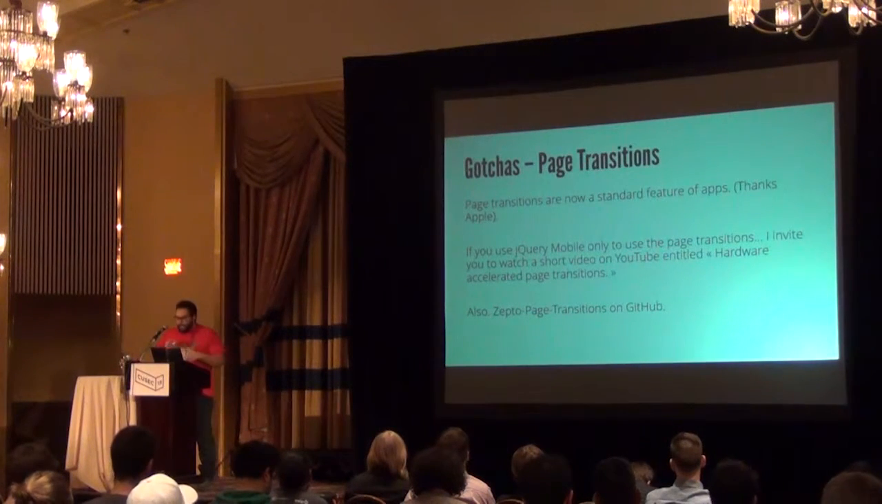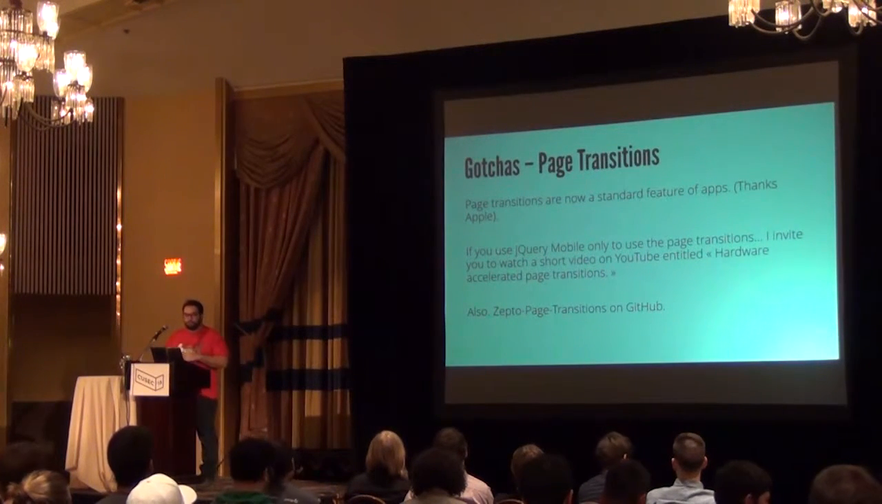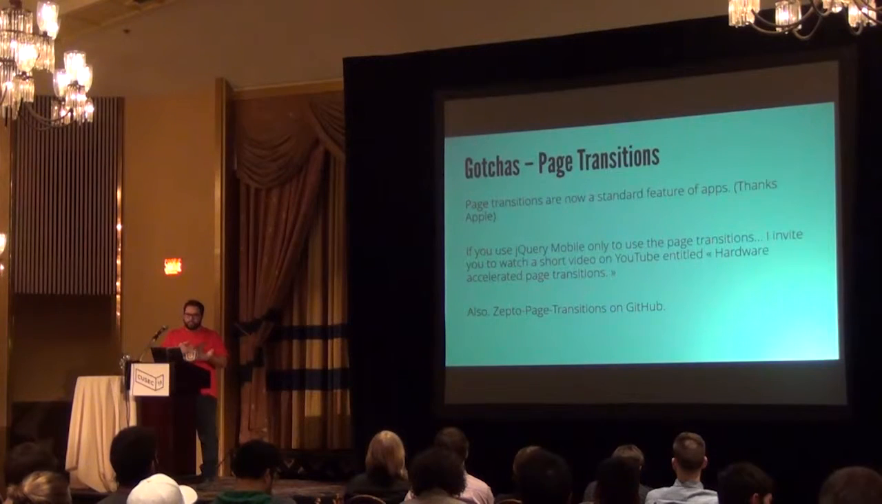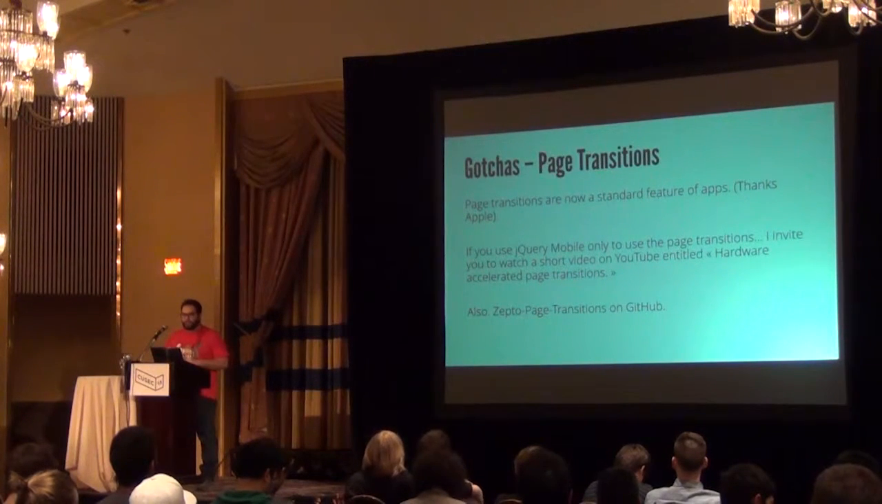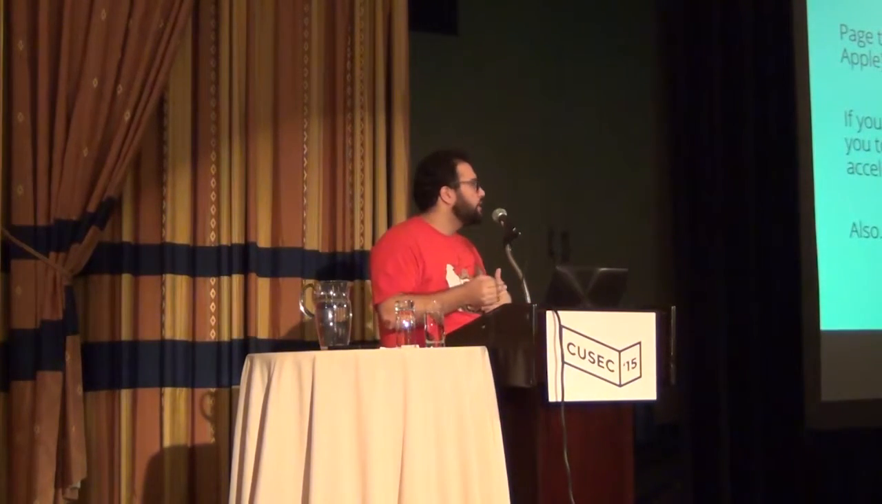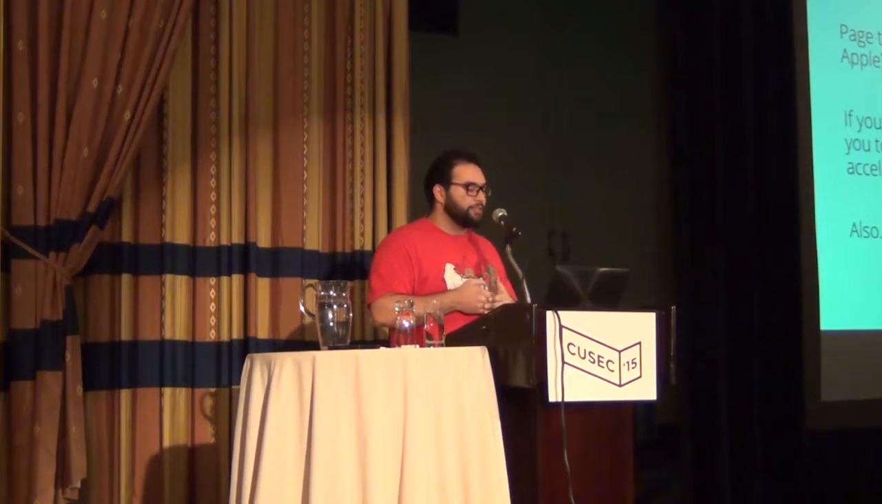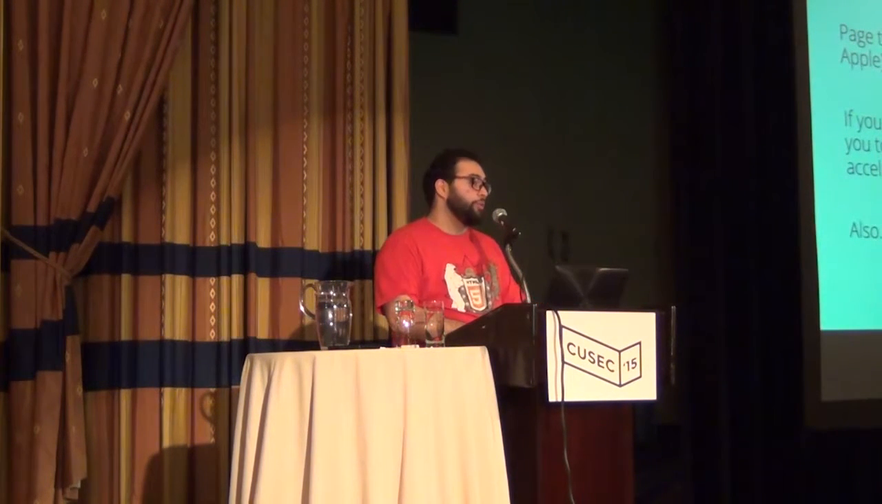So as I've been working a lot with different developers, I've started to notice a bunch of gotchas. Now, page transitions, so transitions between pages, between dialogues in your app, they've become a standard feature, thanks to Apple. They were the first people to really put that everywhere in all their apps. If you use jQuery Mobile, if you're very convinced that you want to, then you have to be very careful with how you use page transitions. In fact, one of the things you might want to take a look at is these short videos about how to hardware accelerate page transitions. So that's a gotcha that you want to take into account and be very careful of.